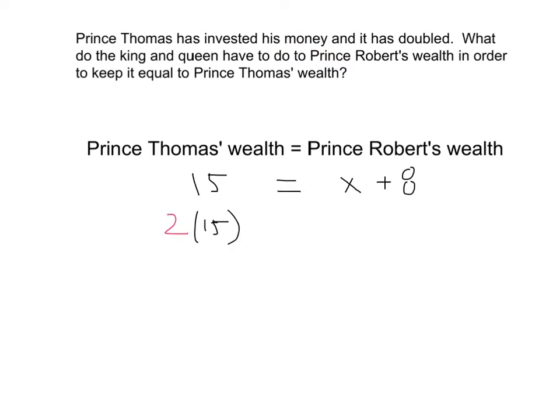Right? But if we double Prince Thomas's wealth, if we want to keep Prince Robert's wealth to be the same, we're going to have to double Prince Robert's wealth as well. All right, now let's think about that. What do we have to double? Well, we have to double not just his gold coins and not just his treasure chest. We have to double his whole wealth. Right? So we're going to double his wealth by multiplying it by 2.